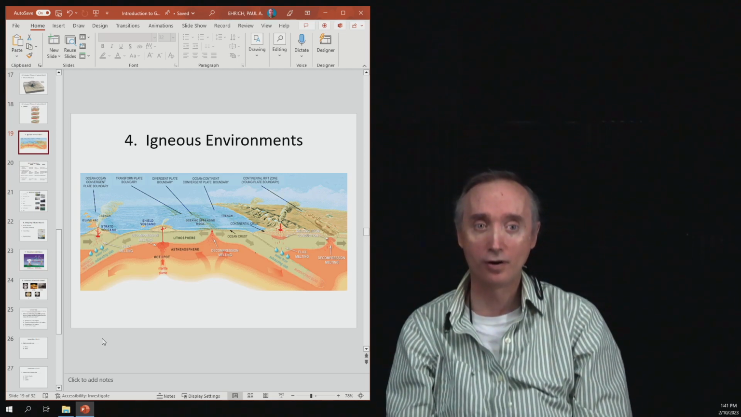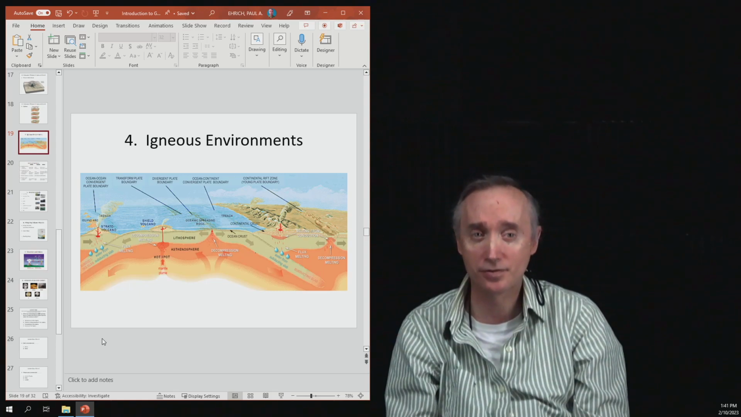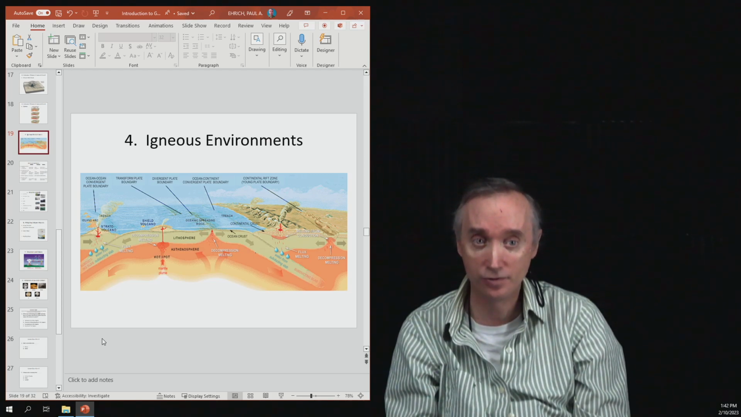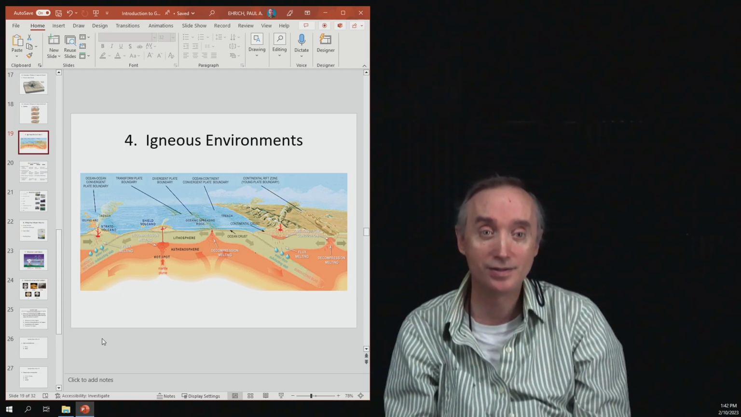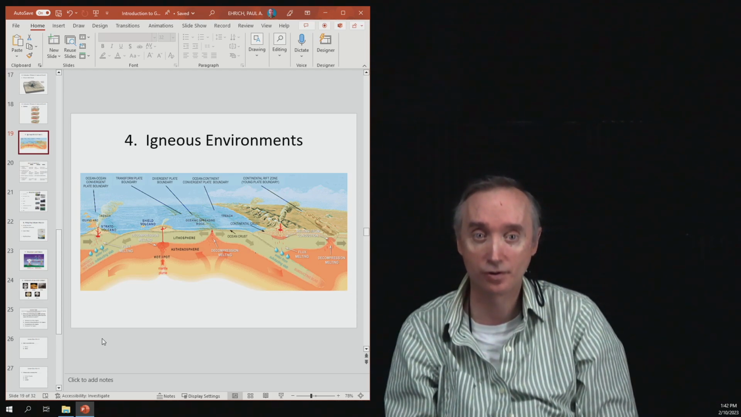Well, there's one more, and that would be transform. So what's going to happen at the transform boundary? Well, not much. So it's not really an area that is going to be known for volcanoes, but I guess you could have some igneous intrusions inside the Earth, but it's not really going to be making it to the surface.